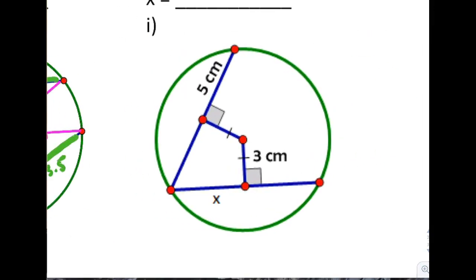In letter I, if this is 3, that's 3. And we know from today that that and that are the same, so that's 5, which is going to mirror on the other side, so x is 5 as well.